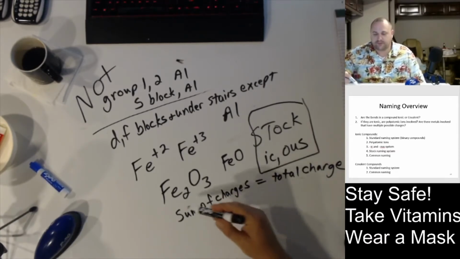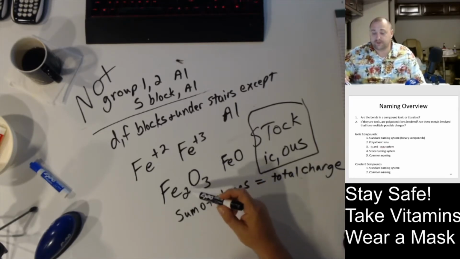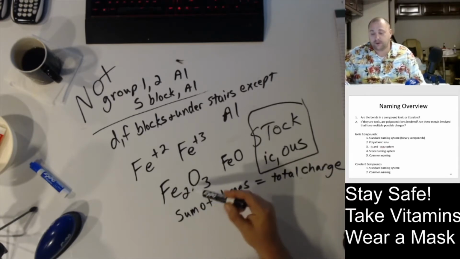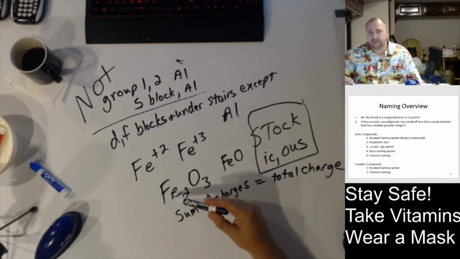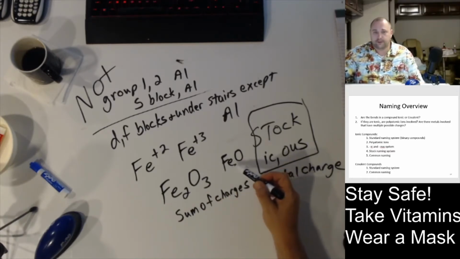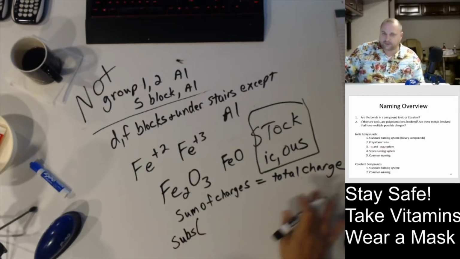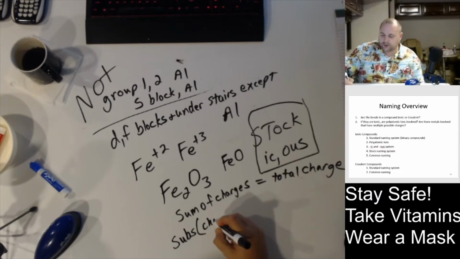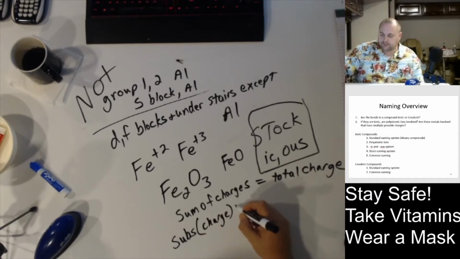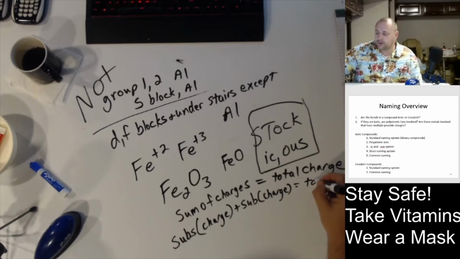So the sum of the charges, I'm going to take each ion with its charge. But what I'm actually going to do is I'm going to use these subscripts to tell me how many ions I have. So this one's telling me I've got 2 of these irons and 3 of these oxygens. Remember, if it's nothing there, that's an understood 1. Now, the way we use this would be the subscript times its charge, plus the subscript times charge, equals my total charge. I'm writing it out because I'm running out of room here.